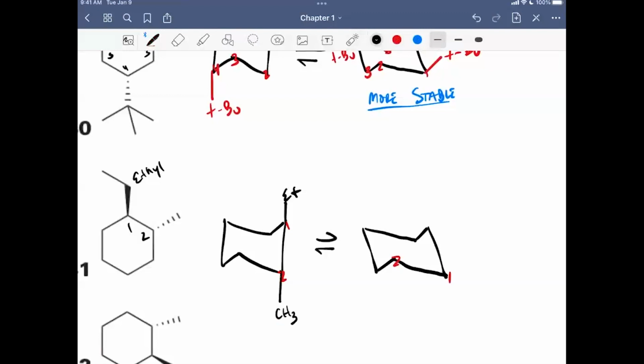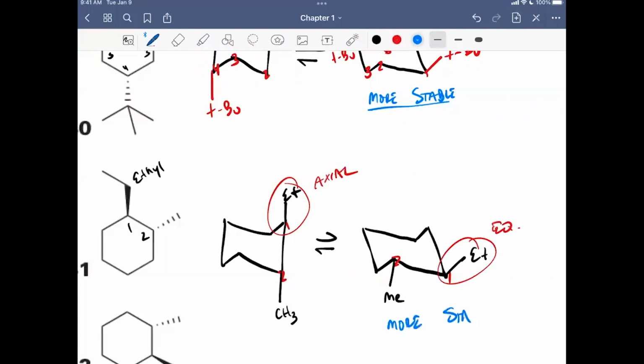On our ring flip, that ethyl is still a wedge, right? It doesn't change, and it's going in an equatorial position now, and our methyl is right there. Now, the important thing here is that ethyl group. That ethyl group is bigger than that methyl, so we really want to track that and see how that changes. That ethyl group was on an axial position, and now it's on an equatorial. So this is going to be the more stable chair because it's on an equatorial, and so is that methyl too. They're both on equatorial on that second chair conformation.